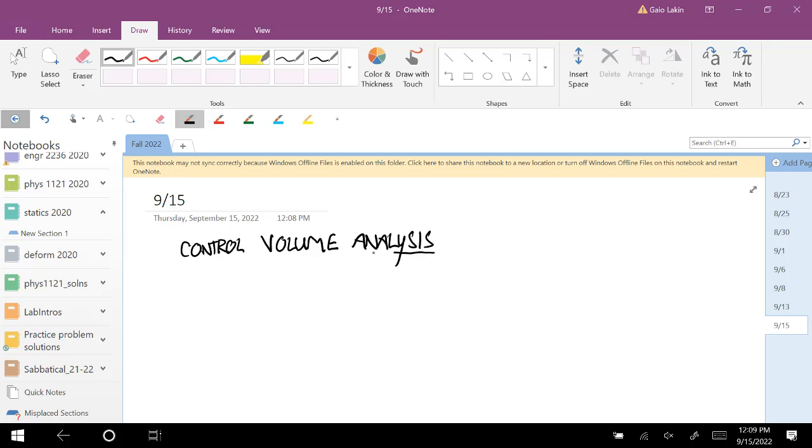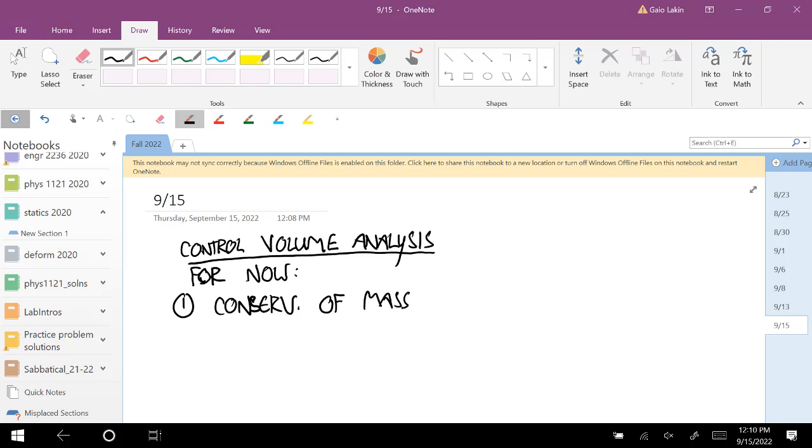Well, we are now moving on to control volumes. For now, we're going to use two laws. We'll come back to it later with entropy. But for now, we're going to use conservation of mass. We'll talk about that most of or all of today, and then we'll get into the first law for control volumes.